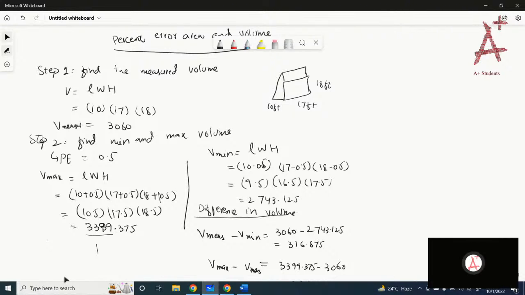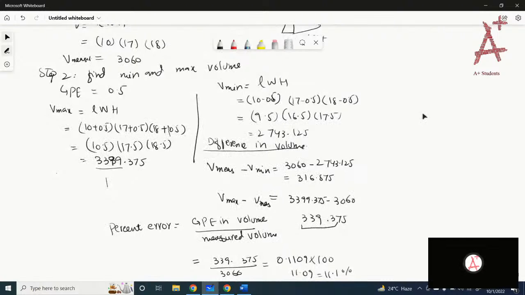So then you have to find the difference in the volume. Subtract the measured volume from the maximum value, and subtract the minimum value from the measured volume. And then you have to find the percent error. For the percent error, you have to divide the greatest possible error in the volume by the measured volume. Got it? And then multiply the value by 100. So it would be then 11.1%.